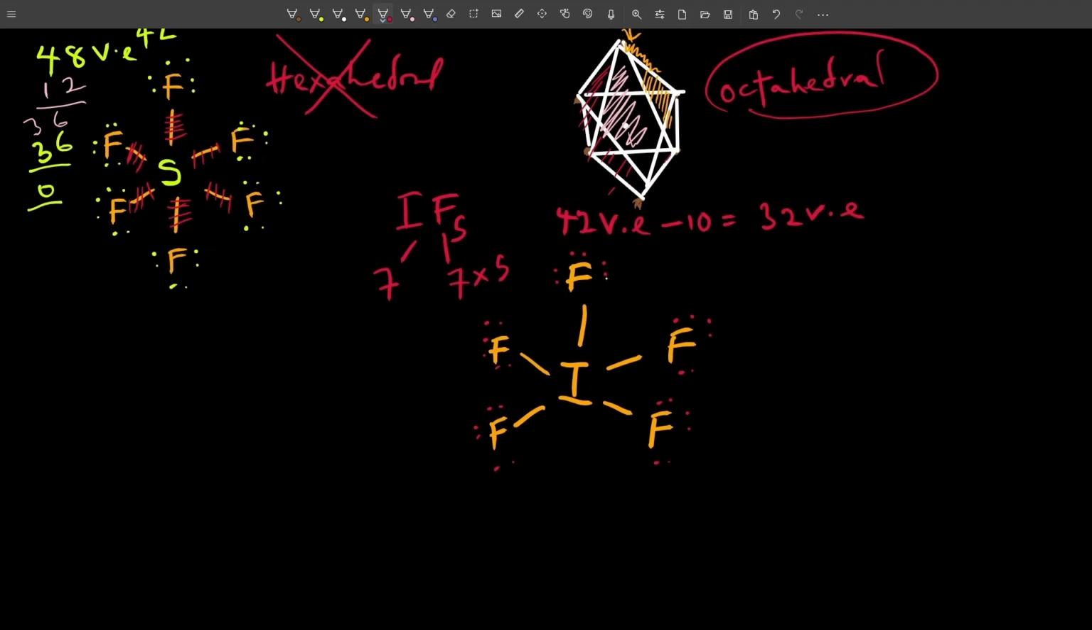Okay, so I gave 6 electrons to each atom times 5. 6 times 5 is 30. So 32 minus 30 here will give me 2 valence electrons. What do I do to this now? I'll assign this to the central atom. Let's assign that to the central atom. Okay, so this is the Lewis structure for IF5.